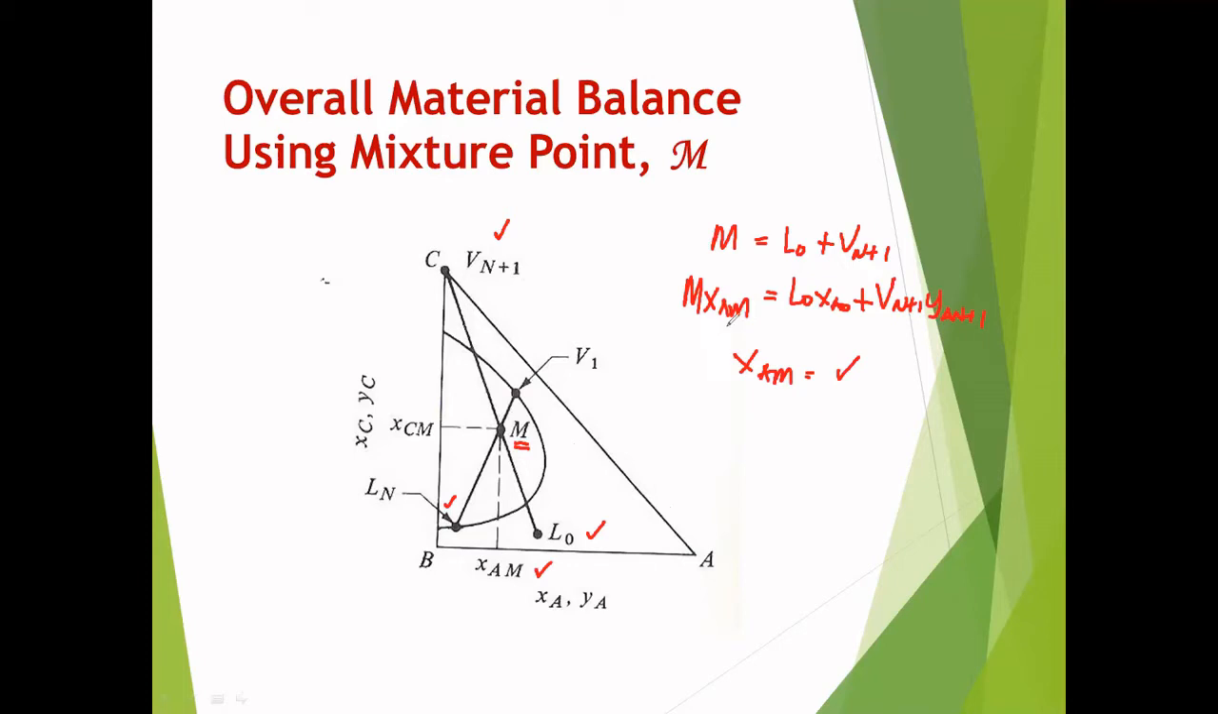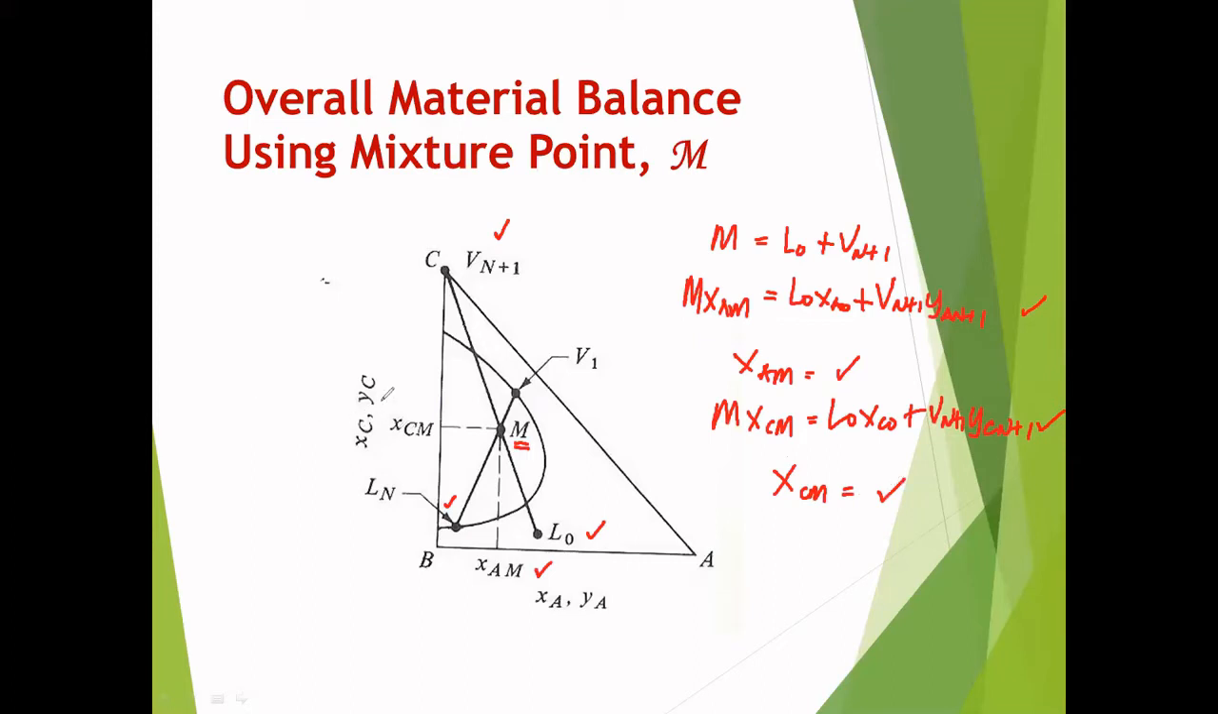If you did not use a component balance based on component A, it could be a material balance based on C. Okay, you have LO X sub CO plus V sub N plus 1 Y sub C N plus 1. And still, either of these two equations will lead you to either XAM or XCM. But let me emphasize this, you need not do both. You only need one. Why is that?